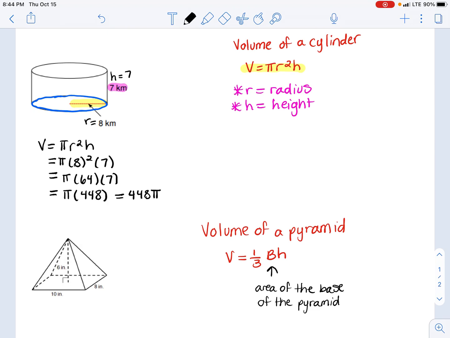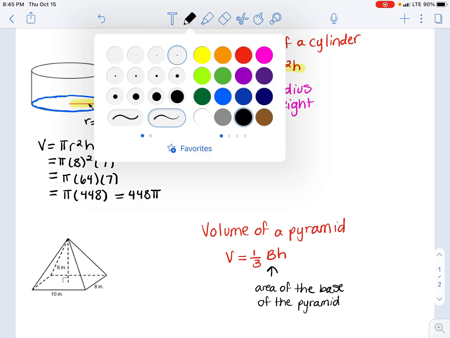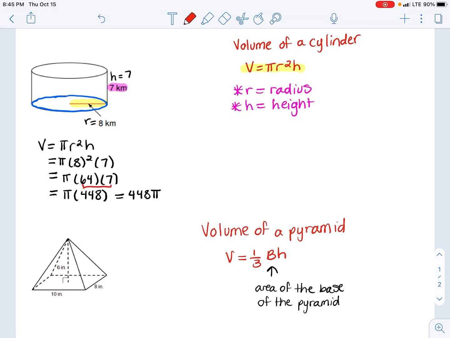When we have the pi symbol times numbers, what I want to do is multiply the numbers together first, because it doesn't matter in which order I multiply the numbers. 2 times 3 is the same as 3 times 2, because 2 times 3 is 6, and so is 3 times 2. So I multiply the physical numbers out first, the 64 and the 7, and I get 448 times pi. I'm going to write this as 448 pi, because typically we have the number in front of the pi symbol.